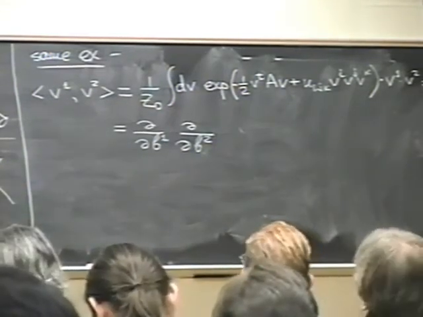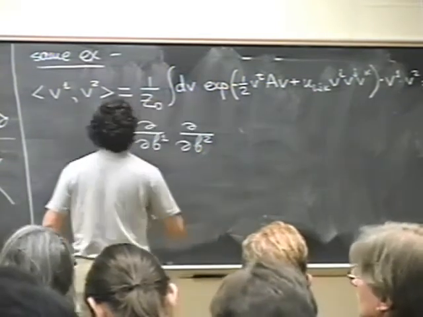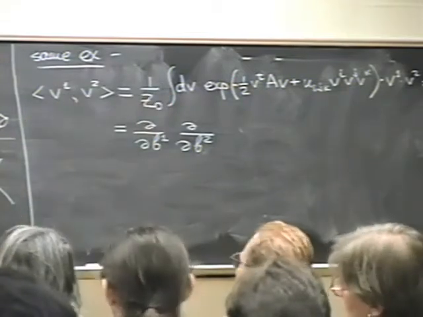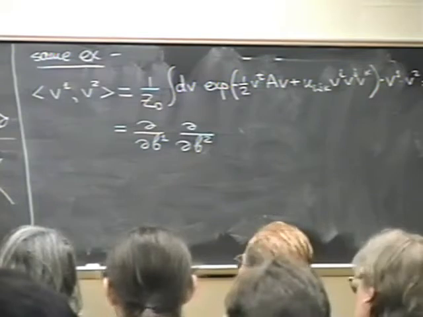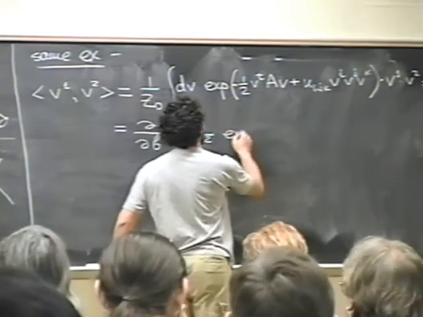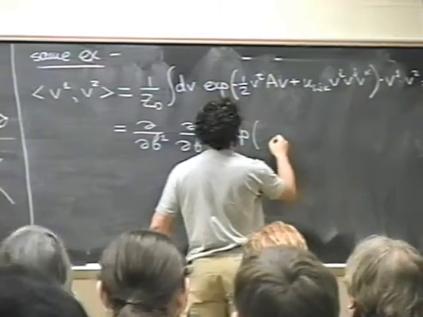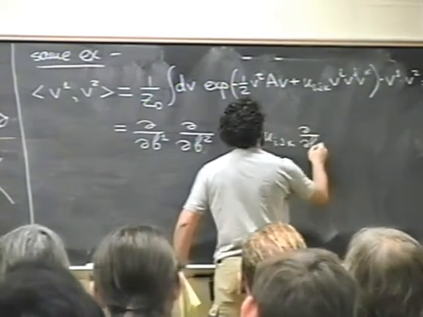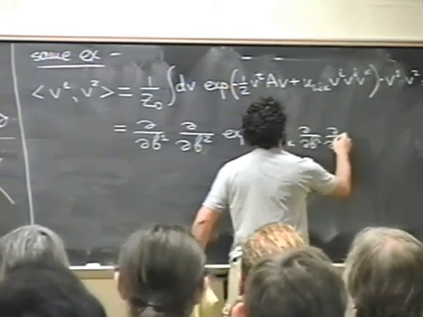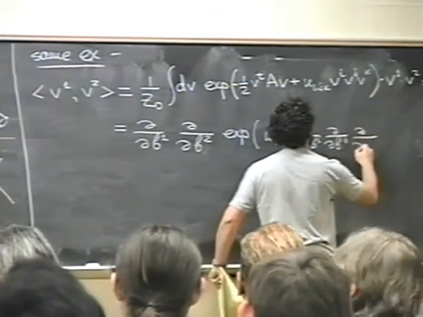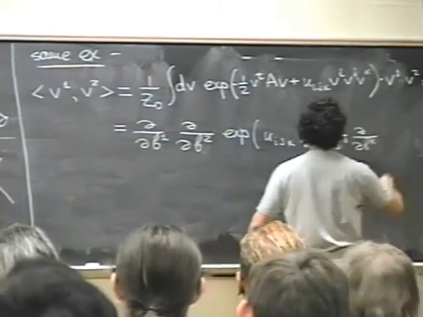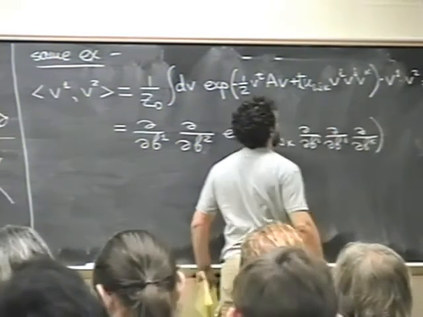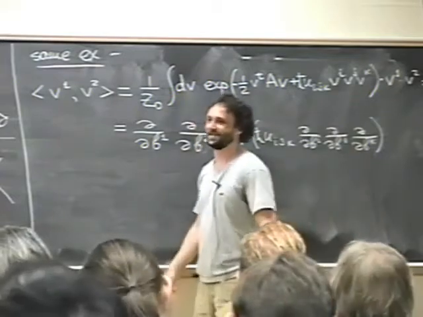And then whatever I had before. The Z0 will disappear because I divided, but I'm left with the previous expression, which was here. So it's the exponent, yes, of u_ijk d/dvi d/dvj d/dvk times h-bar.